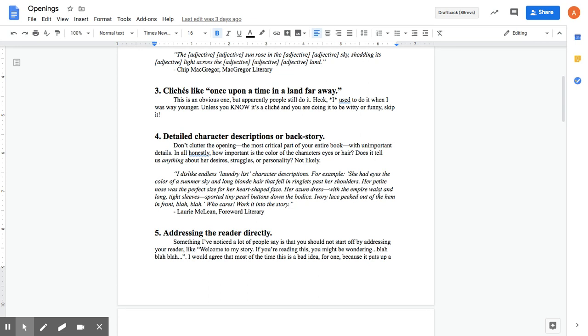For example, when the character is talking and the character brushes their long blonde hair out of her eyes, or when the character narrows her cornflower blue eyes at her opponent. Something like that would be a more useful way of character description.